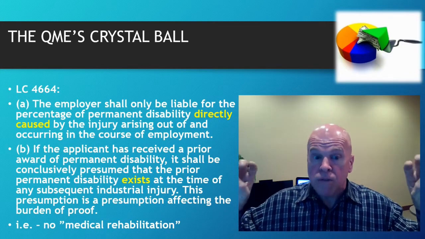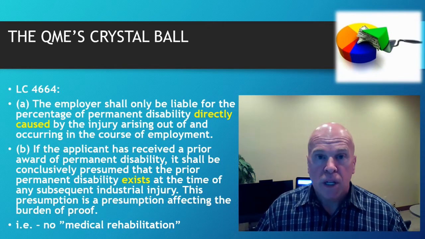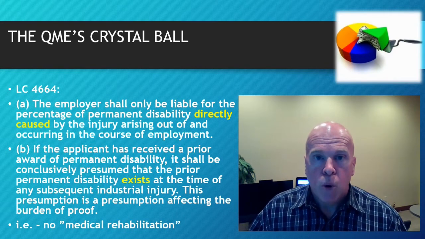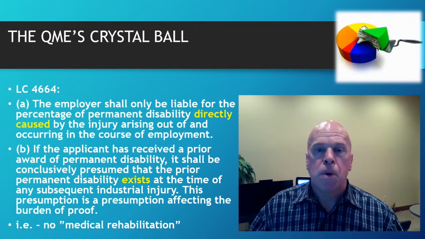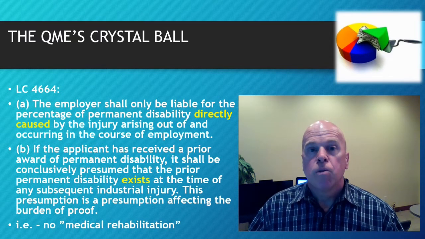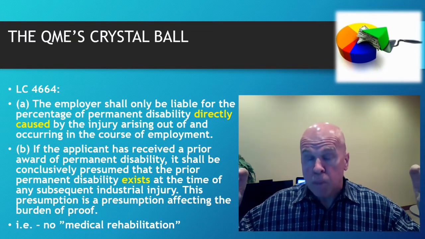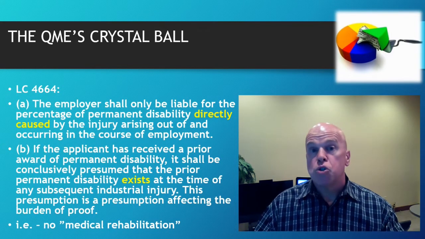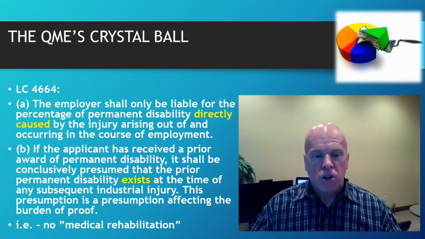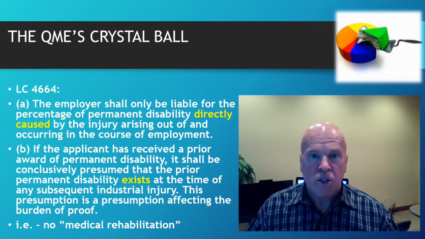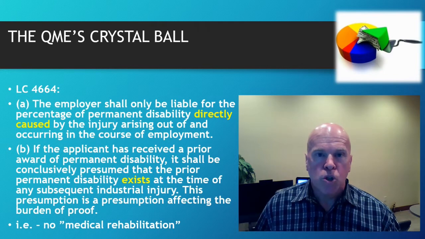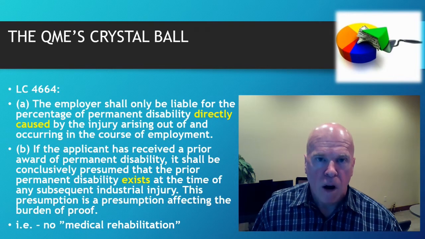This is an other factor. The prior permanent disability would be considered an other factor that would be apportioned out of the current impairment to leave the employer responsible only for the new impairment that's the direct result of the new industrial injury. Okay? So let's start to put this together and establish our formula and our formulation for creating our apportionment argument within the body of our report.